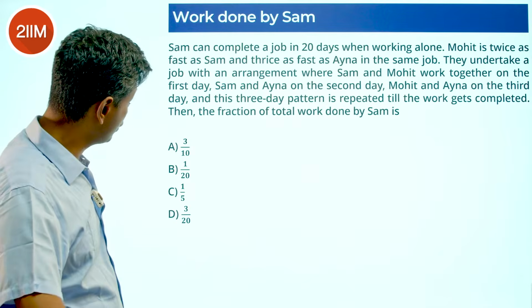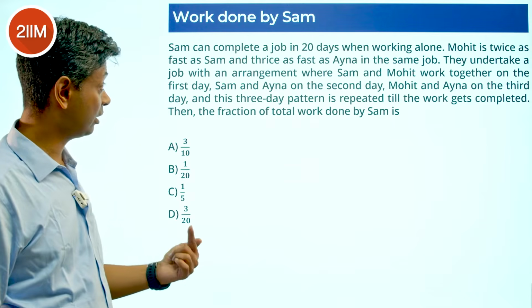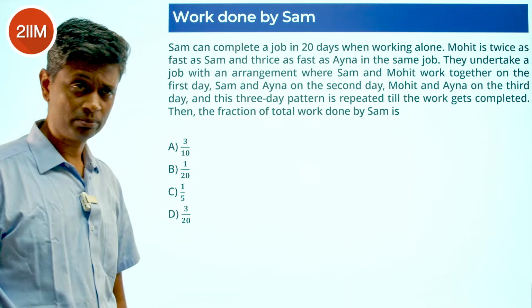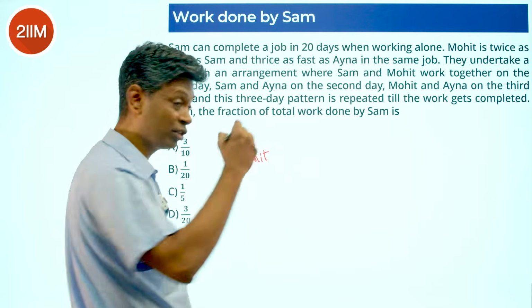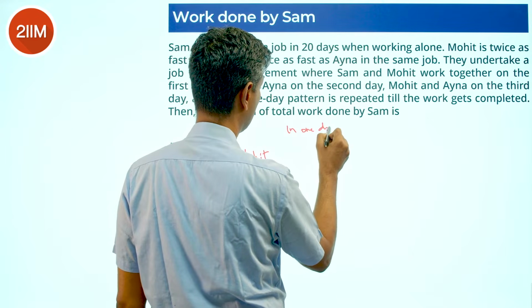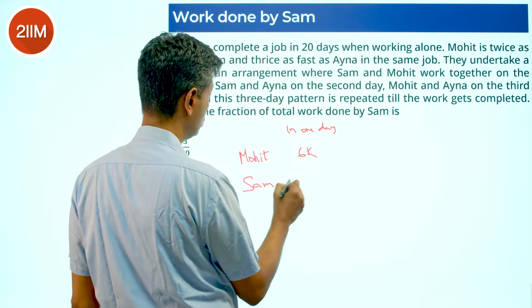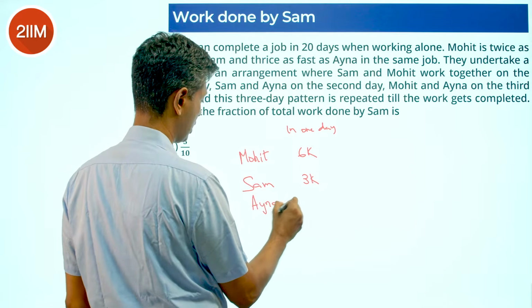Sam can complete a job in 20 days when working alone. Mohit is twice as fast as Sam and thrice as fast as Aina in the same job. Fine. So let's say Mohit twice as fast as Sam, thrice, 2 into 3. So in one day, let's say Mohit can do 6k of task. Then Sam can do 3k, Aina can do 2k.